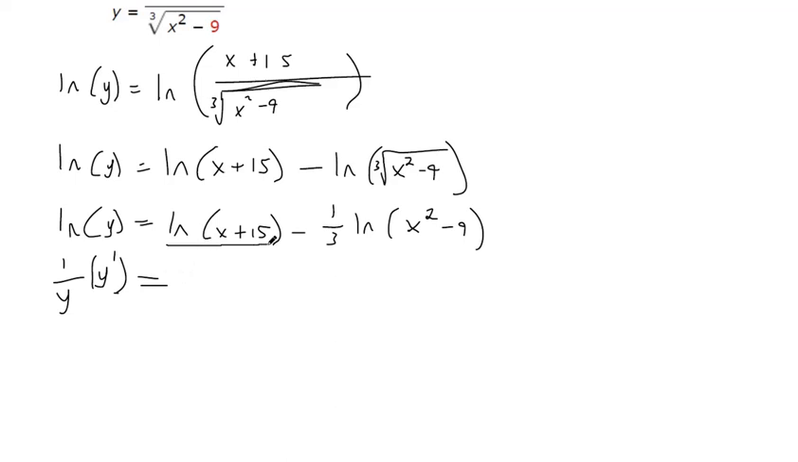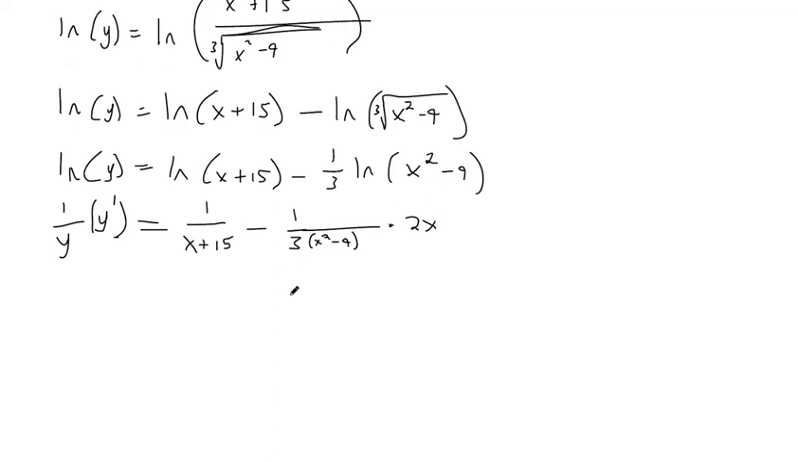And then the derivative of this term with respect to x, that's just 1 over x plus 15. Chain rule doesn't give us anything other than times 1 there. The derivative of this term, it's 1 over x squared minus 9. But this time the chain rule does give us something. The derivative of the innermost function is 2x.